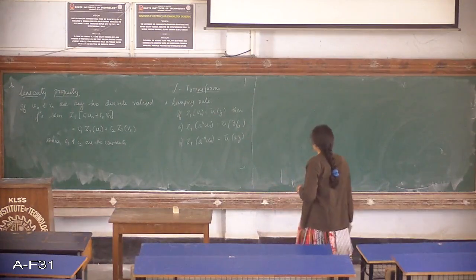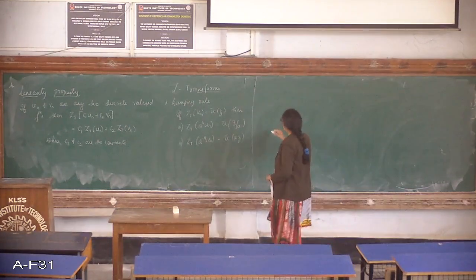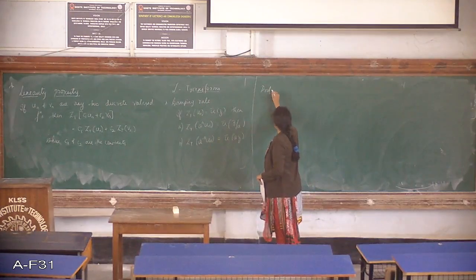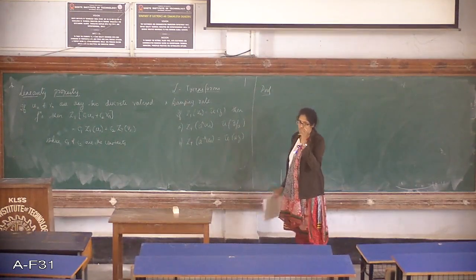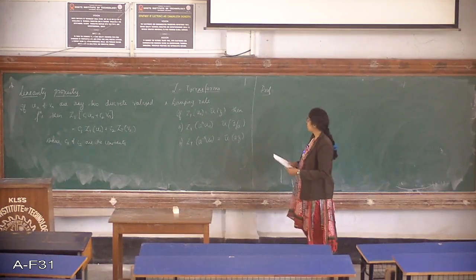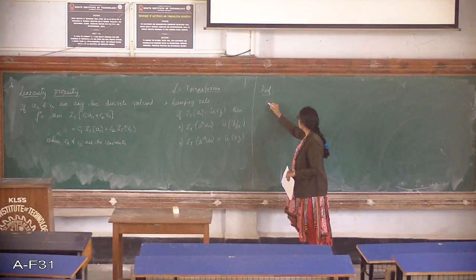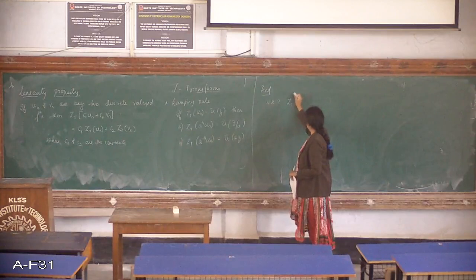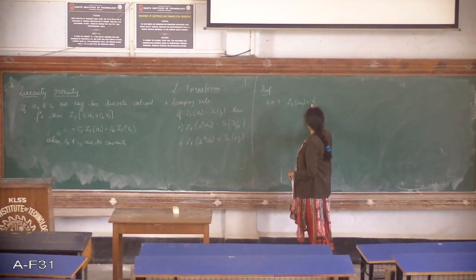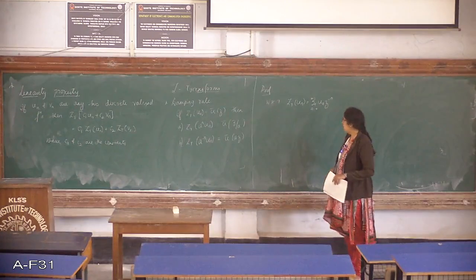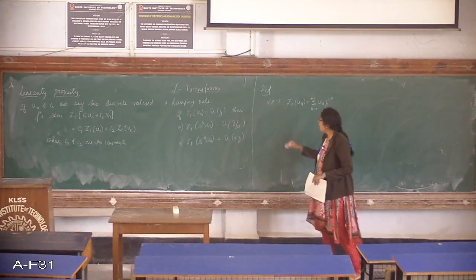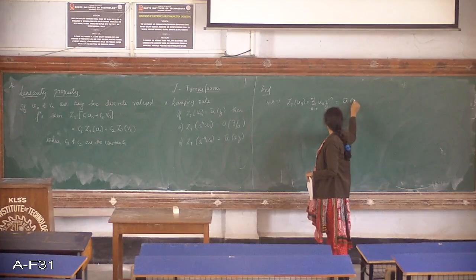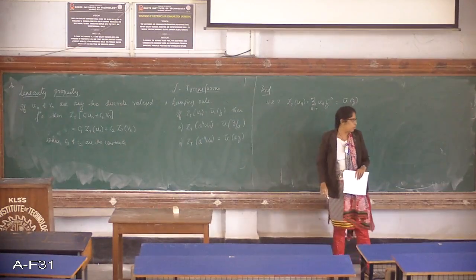So let me prove this damping rule. The proof behind this is very simple. We shall be making use of the basic definition of the Z transform. To start with, we know Z transform of Un is given by summation of Un Z raised to minus n, ranging from 0 to infinity. Now we define this as U bar of Z, a function U bar of Z.